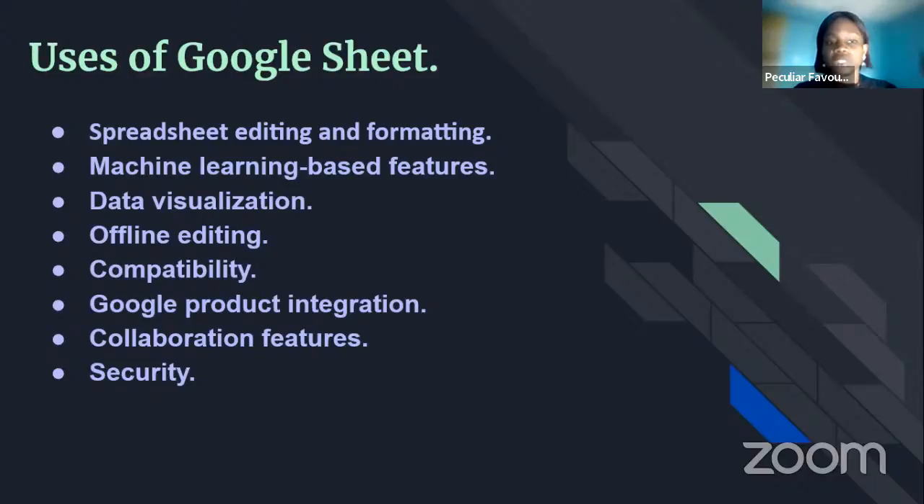You just have to download it. You don't necessarily need the network to edit it, but you would actually need your network to be able to save those edits you've made on it. Compatibility, the Google product integration, collaboration features, that is having multiple people work on a particular sheet, and security. We said it requires permission. Without permission, certain people can't view the file.